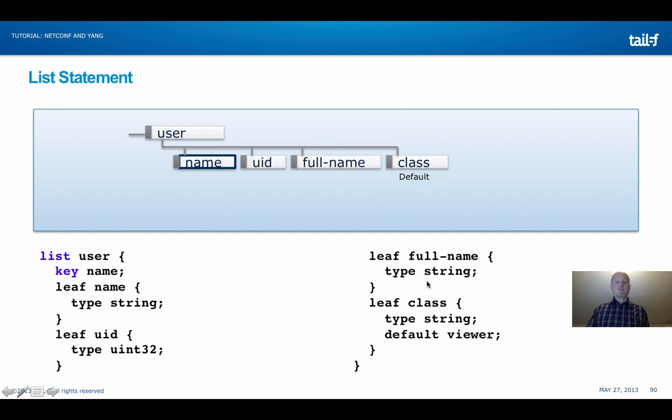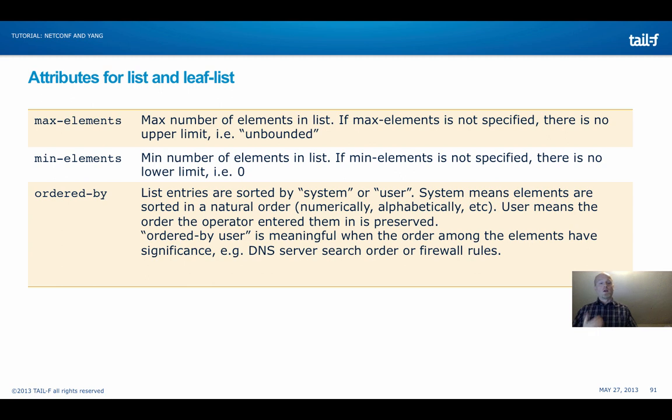No surprise. What can you attach to a list? You can specify the maximum number of elements, the minimum number of elements, and in the same way as leaf lists, you can have ordered-by. So ordered-by system or ordered-by user.